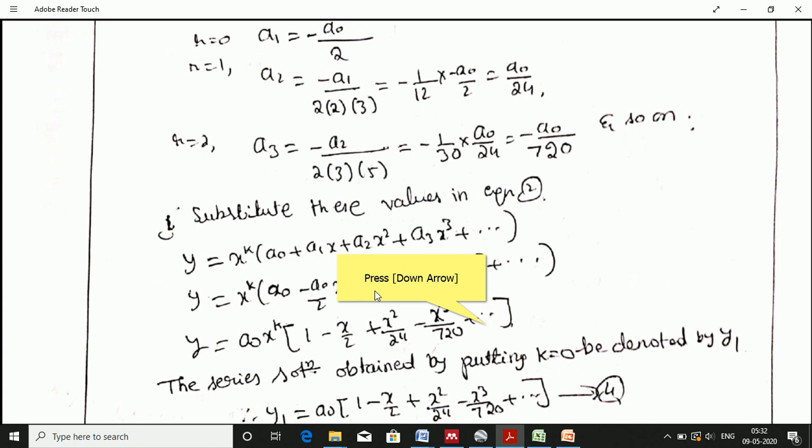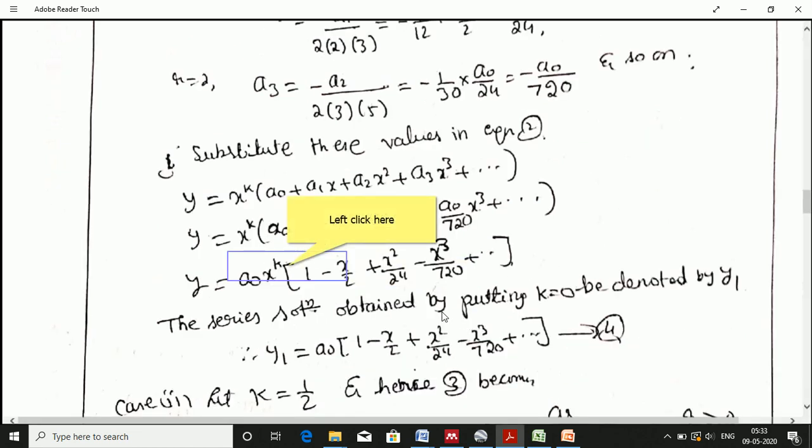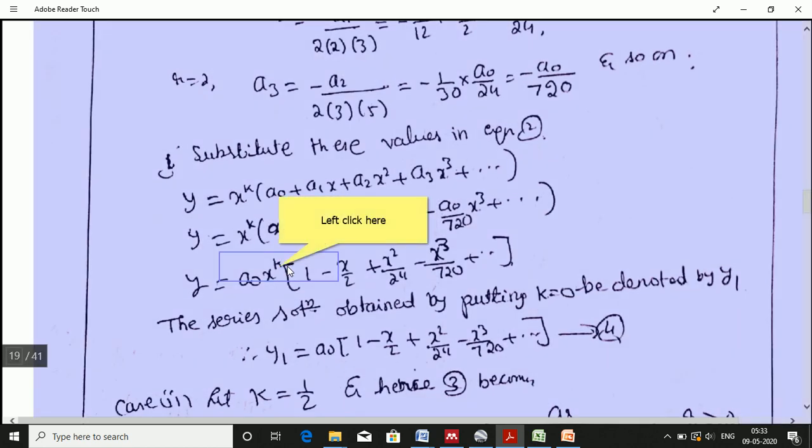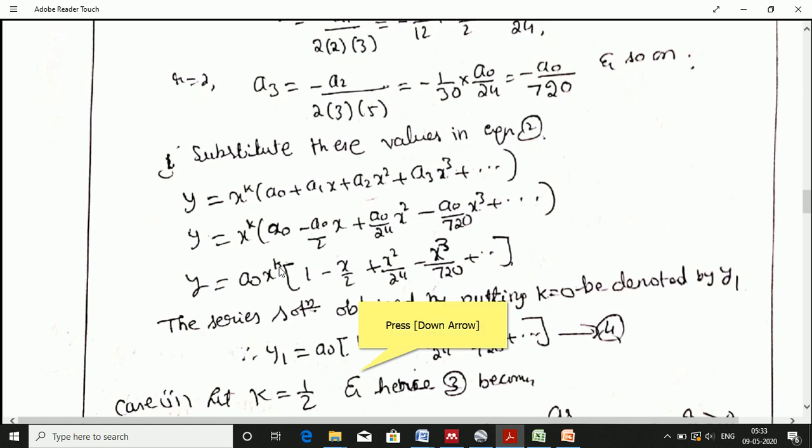The series solution obtained by putting k equal to 0 is denoted by y1. So therefore y1 is equal to a0 into this series, since x power 0 is 1. We'll call it equation 4.